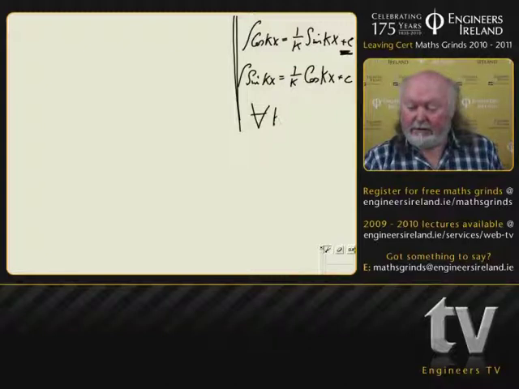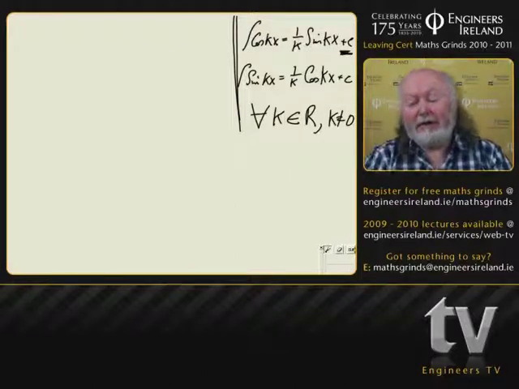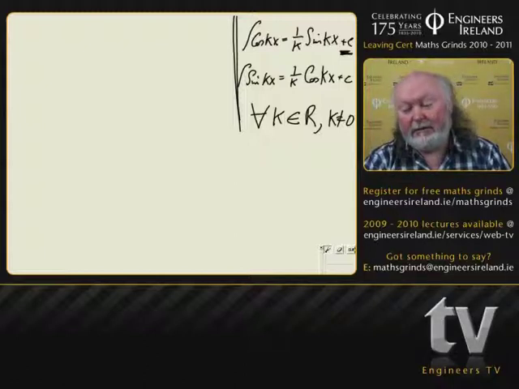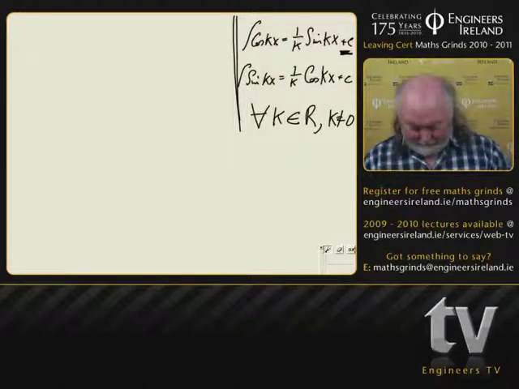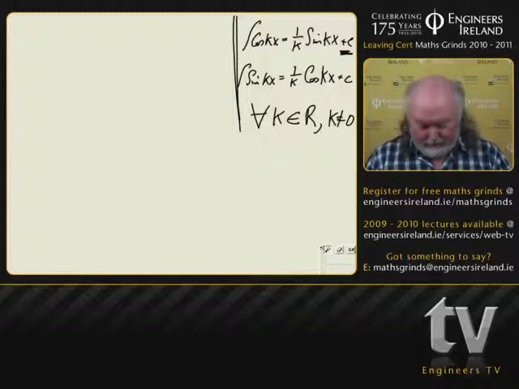For all values of k which are real numbers but k not equal to 0, obviously it would be a degenerate solution. You'd be looking just at sine 0 and cos 0. It wouldn't be a function. So they're all pretty straightforward, those types of ones.